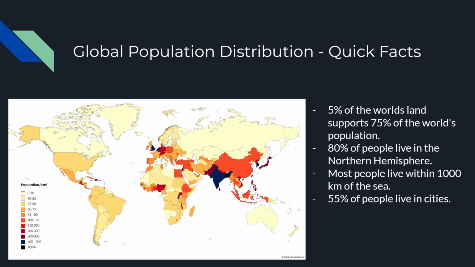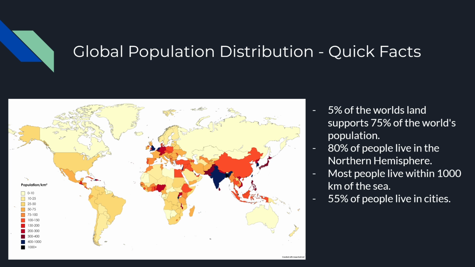80% of people live in the Northern Hemisphere. Now, if you were to draw the equator on this map, it runs just under Singapore here, just through Somalia and across here, and so you can see that the majority of the population does live in the Northern Hemisphere, and the Southern Hemisphere has less densely populated countries, or countries with less people, such as Australia, New Zealand, the southern half of Africa, and the southern half of South America.